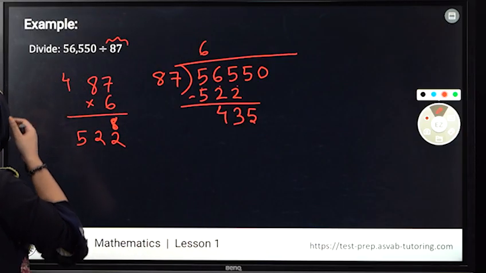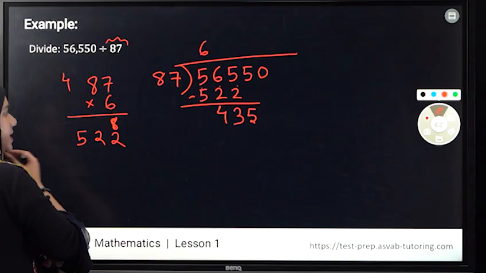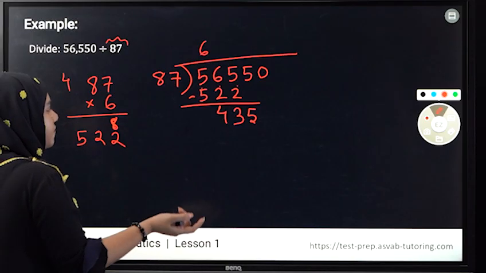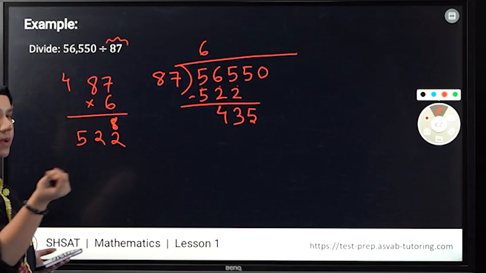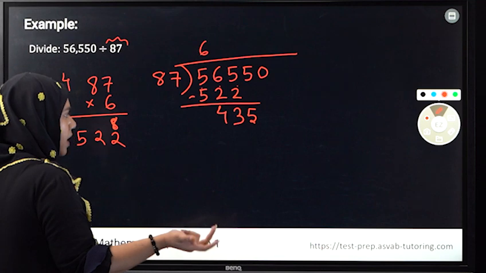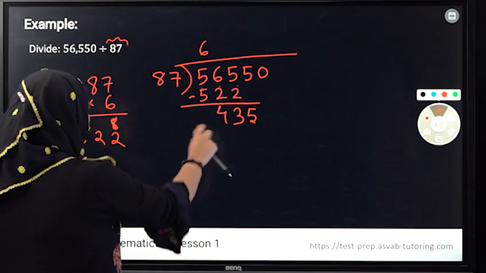Now, in my head, I'm going to be thinking about 87 and 435. I'm going to think that, okay, since it's 435, it's 87. If we thought about 80, 8 times 5 can be 40.